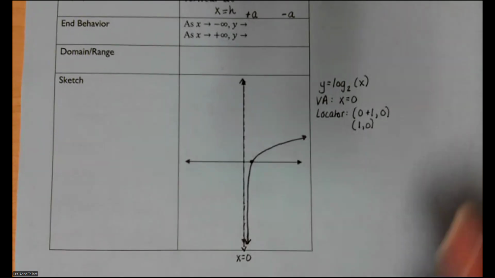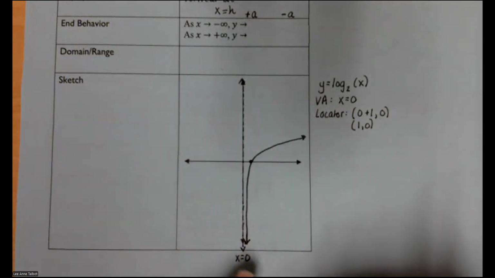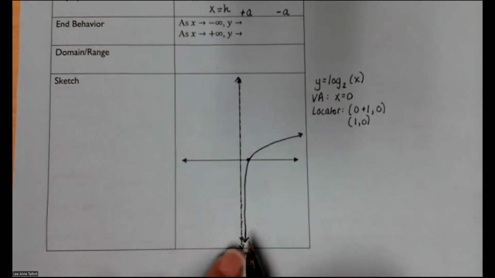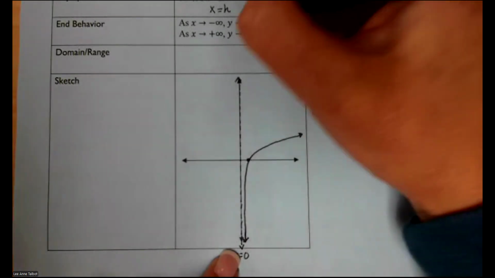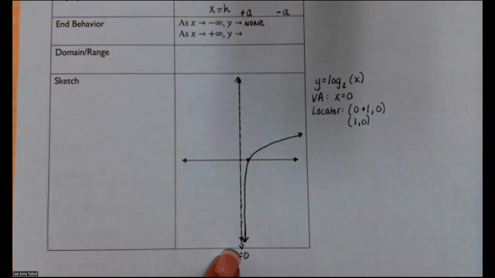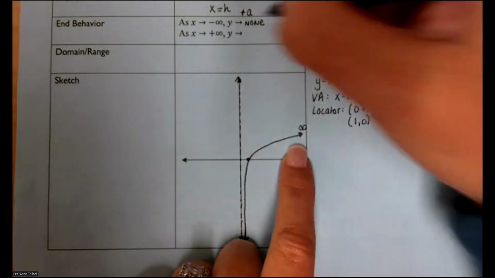Okay, now we're going to talk about end behavior because looking at the graph makes it a lot easier. This is saying as x goes forever to the left, my arrow is not going to go forever to the left. It stops at the asymptote. So there's no left end behavior. But as I go forever to the right, my arrow is going up.